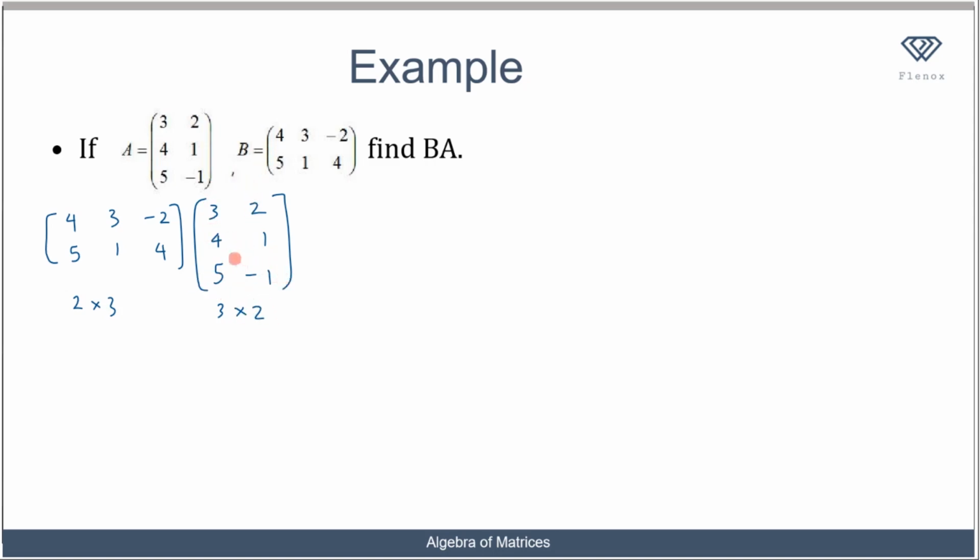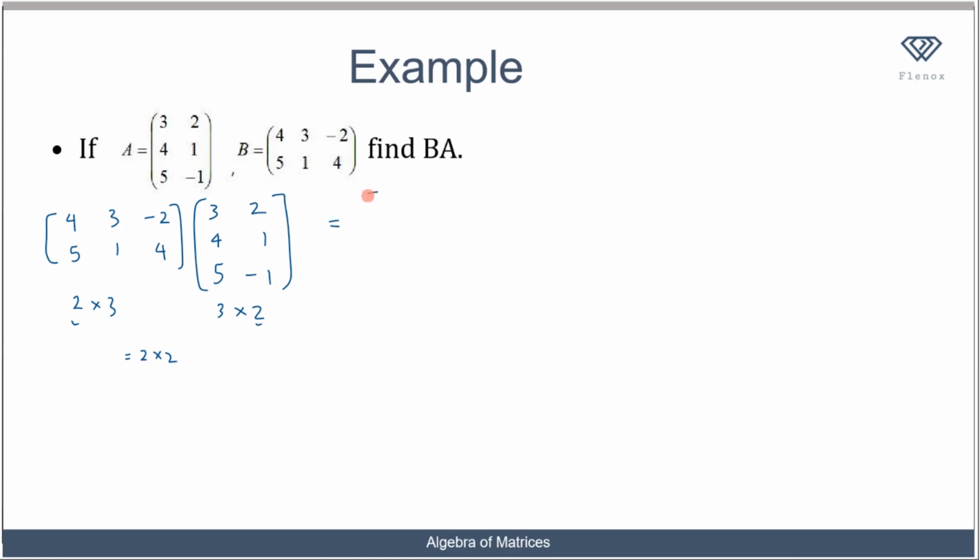So they are equal. So the next question we ask is what is going to be the result or the product of these two matrices? So the product is going to be the number of rows here, which is 2, and the number of columns here, which is 2. So the resulting matrix is going to be what? A 2 by 2 matrix. So we'll try to solve that.